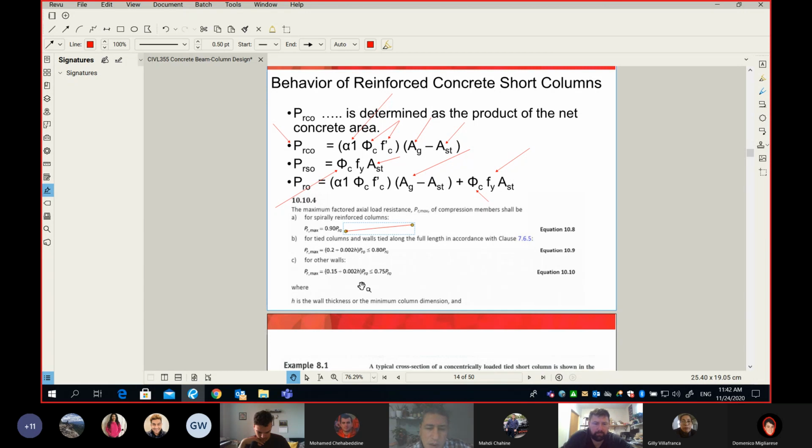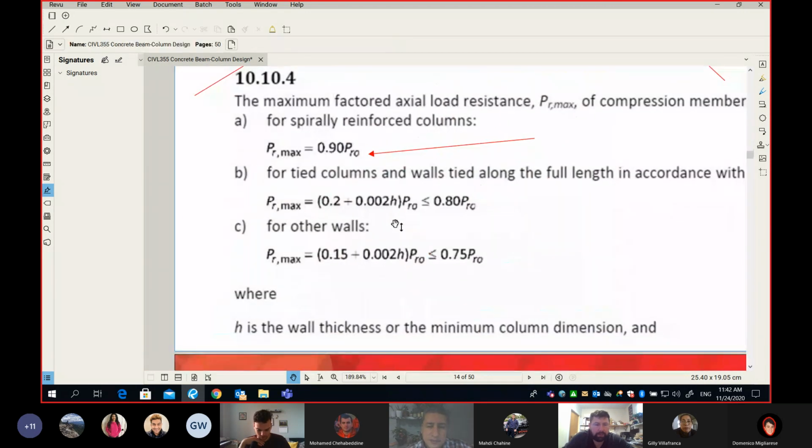you have to use this equation. I will zoom in. Okay. Now let's look at the equation. The equation tells you Pr maximum is a number multiplied by Pr 0, and this number is 0.2, and it's plus. So this is plus, huh? It's not minus. So this is plus 0.002 multiplied by H. And what is H? It's over there. H is the wall thickness or the minimum column dimension.